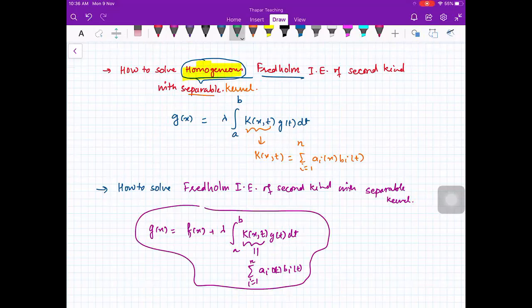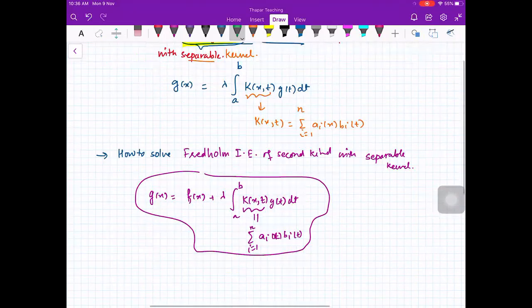Clear? Any doubt? Anybody having any doubt about what we are going to do? So I'll explain the method with the help of examples itself. To start with, I'm taking a very simple example.